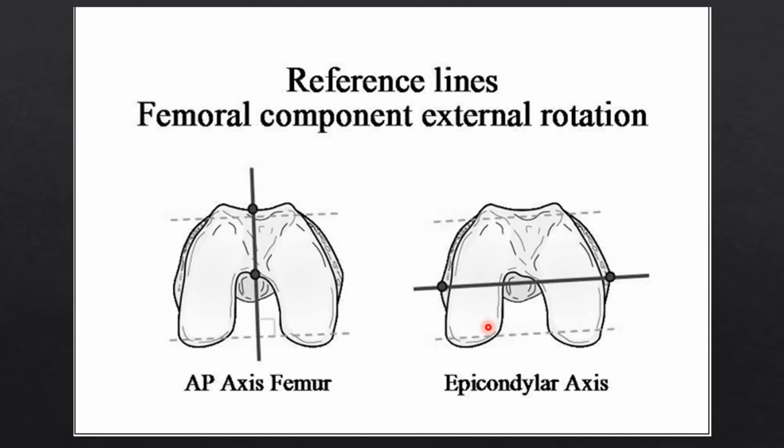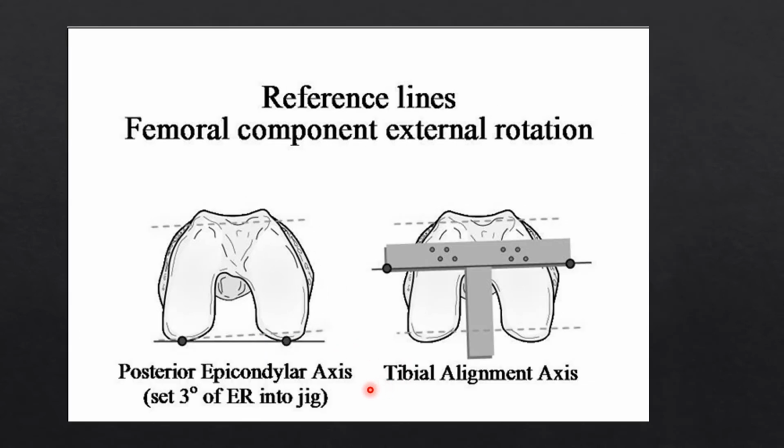Other reference points are the AP axis of the femur, that is also called the Whiteside line, which is the line drawn from the lowest point of the trochlea to the highest point of the intercondylar notch. And the epicondylar axis and the 3 degree rotation of the posterior condylar line discussed earlier, and the cut surface of the tibia or the tibial alignment axis.